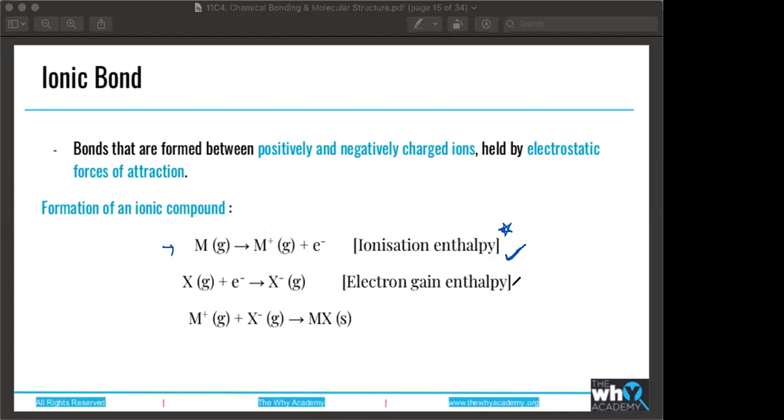For an anion, the energy change associated is electron gain enthalpy. This value is going to decide how easy or difficult it is for the anion to be formed. Okay, and then when the cation and anion come close to each other, they form an ionic compound as they are held by electrostatic forces of attraction. So this is the simplest way to show how ionic compounds are formed.